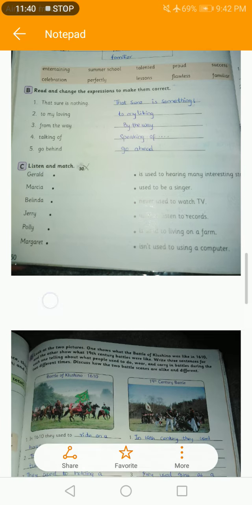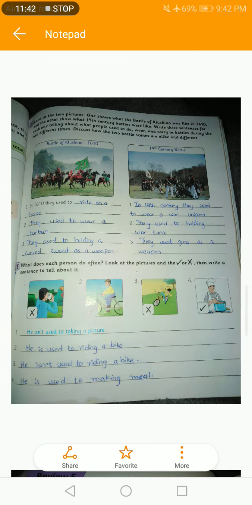Now come to page 51. On page 51, we have exercises D and E. In exercise D, we have to look at two pictures. One shows what the Battle of Kulshino was like in 1610, and the other shows what 19th century battles were like. Write three sentences for each one, telling about what people used to do, wear, and carry in battles during the two different times. Discuss how the battle scenes are alike and different.